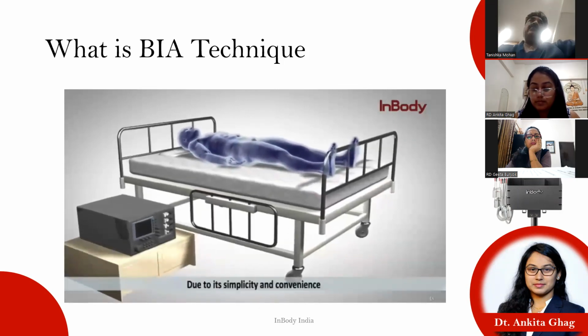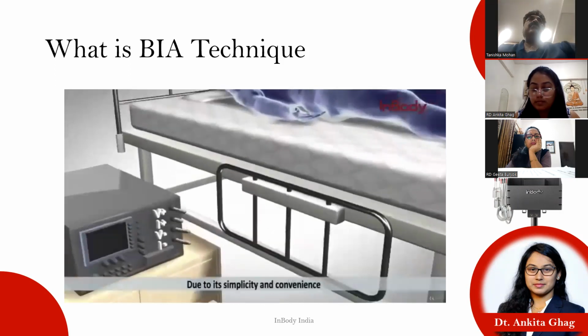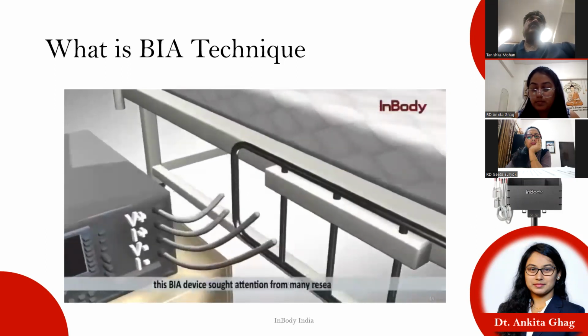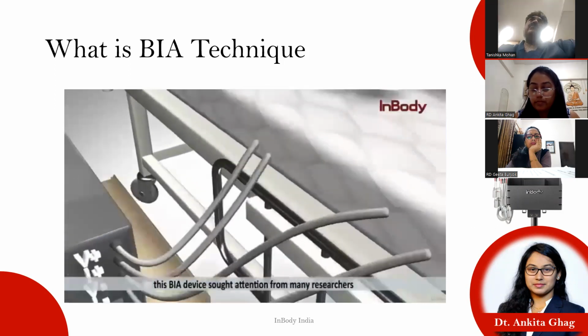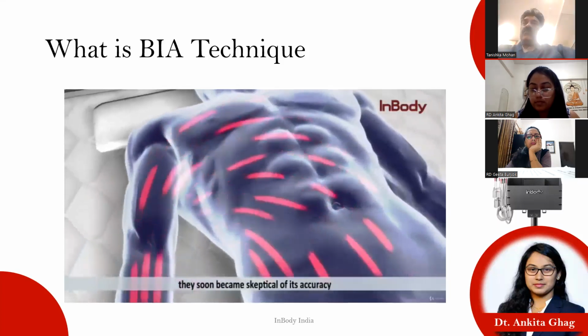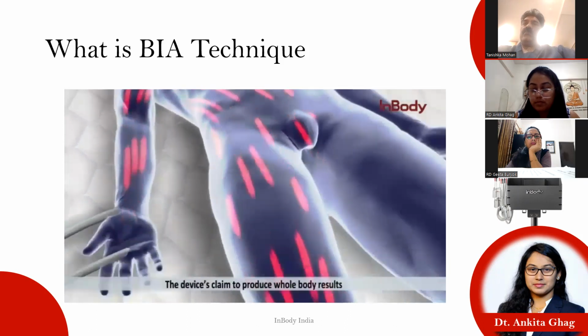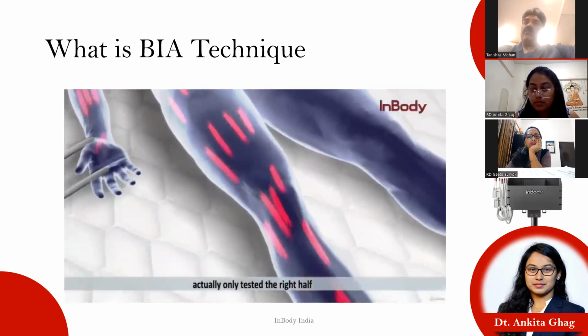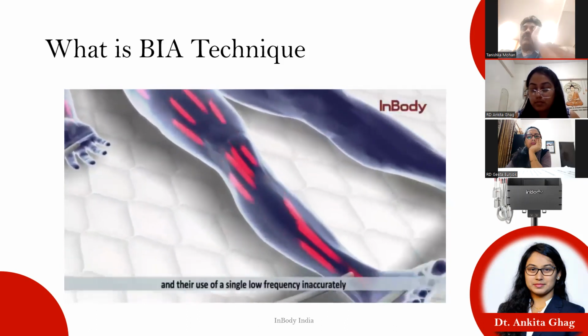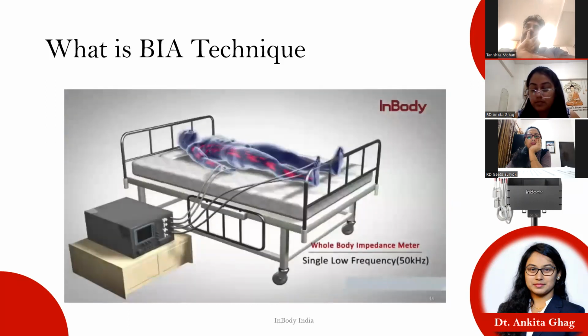Due to its simplicity and convenience, this BIA device sought attention from many researchers. However, as more researchers started using the device, they soon became skeptical of its accuracy. The device's claim to produce whole body results actually only tested the right half, and its use of a single low frequency inaccurately measured the whole body impedance.